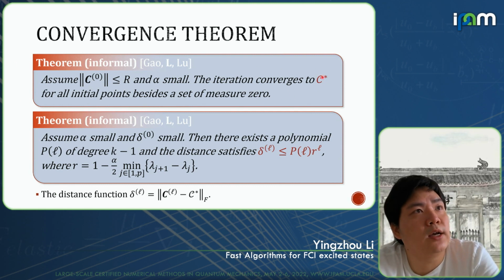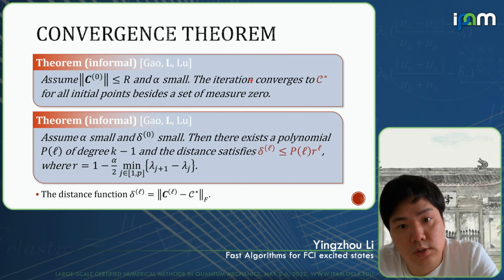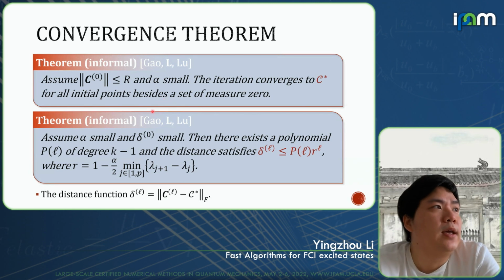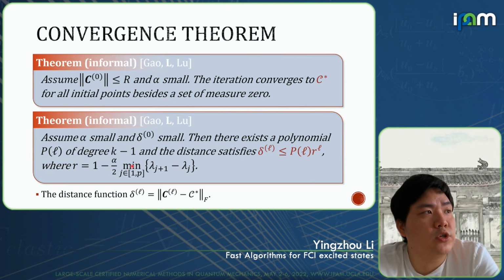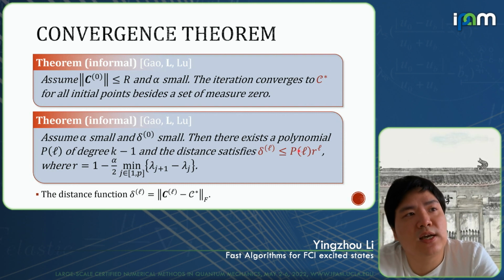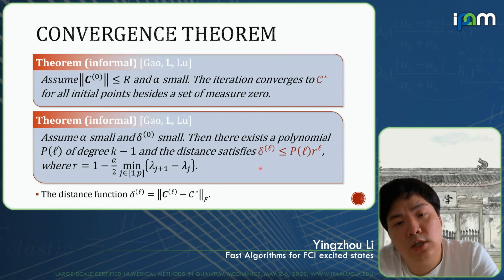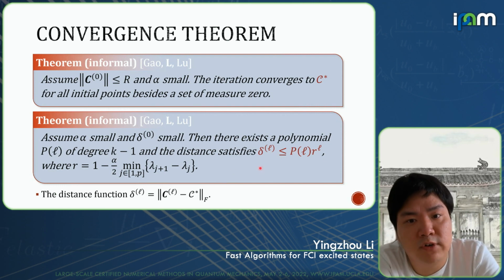So this is a so-called global convergence theory without rate. And the second one is local convergence. If we assume alpha is small and the initial error is small, then there exists a polynomial of degree k-1 such that the distance decays something like that. R is the rate of convergence, and since R is linear convergence and P is just a polynomial, this essentially is a linear convergence.